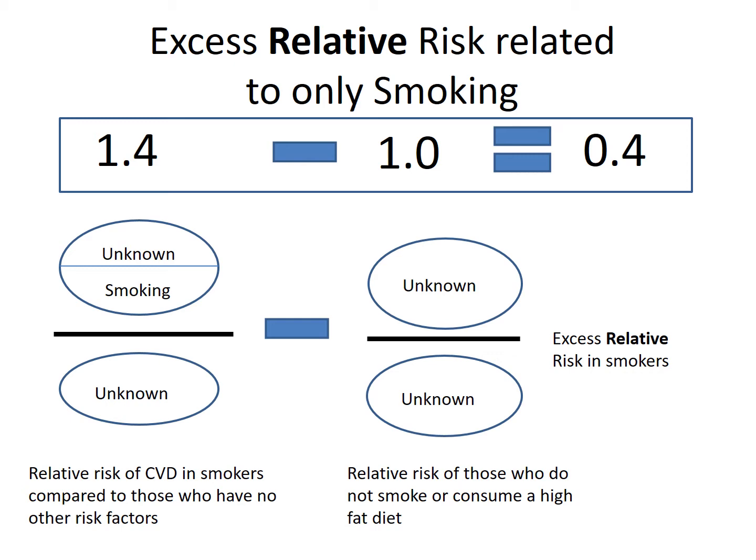Well, the 1.4 is the risk ratio. That gives you what is the risk ratio related to smoking. Smokers are 1.4 times more likely to have cardiovascular disease than the non-smoking, non-high-fat diet group. But when we're talking about excess risk, we actually have to take out that 1 from the equation of the relative risk, because that 1 actually means no risk. And let me put this in a different way.